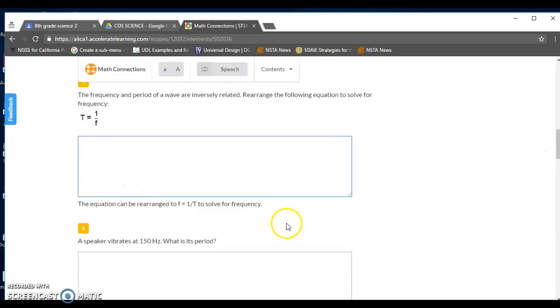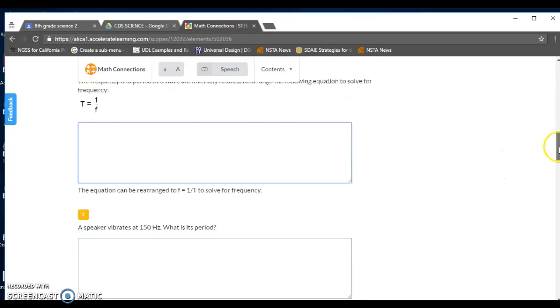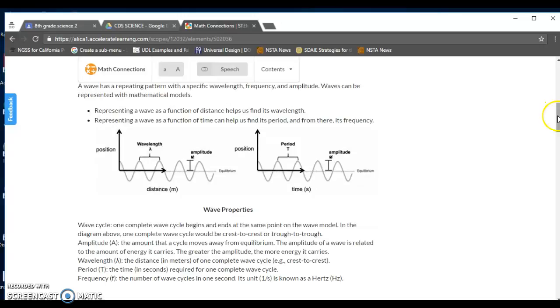You can see there's other questions here. A speaker vibrates at 150 Hertz. What is the period? And based on here, it says period is the time in seconds required for 1 complete wave cycle. So study it, see how you do. I'm here to help. I don't want to give you too much information because I want you to try to think hard and difficult about it. But try your best and ask me when you need help.